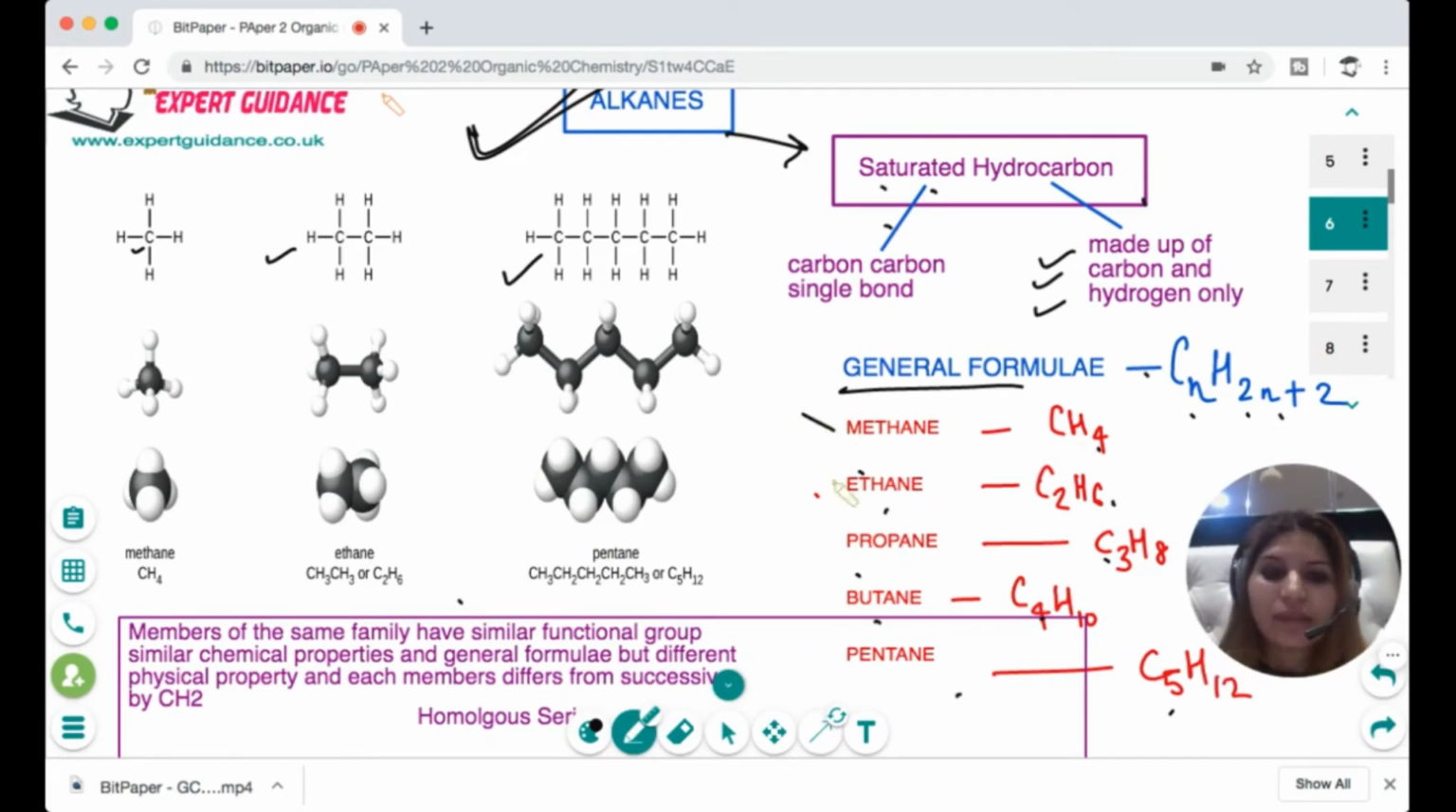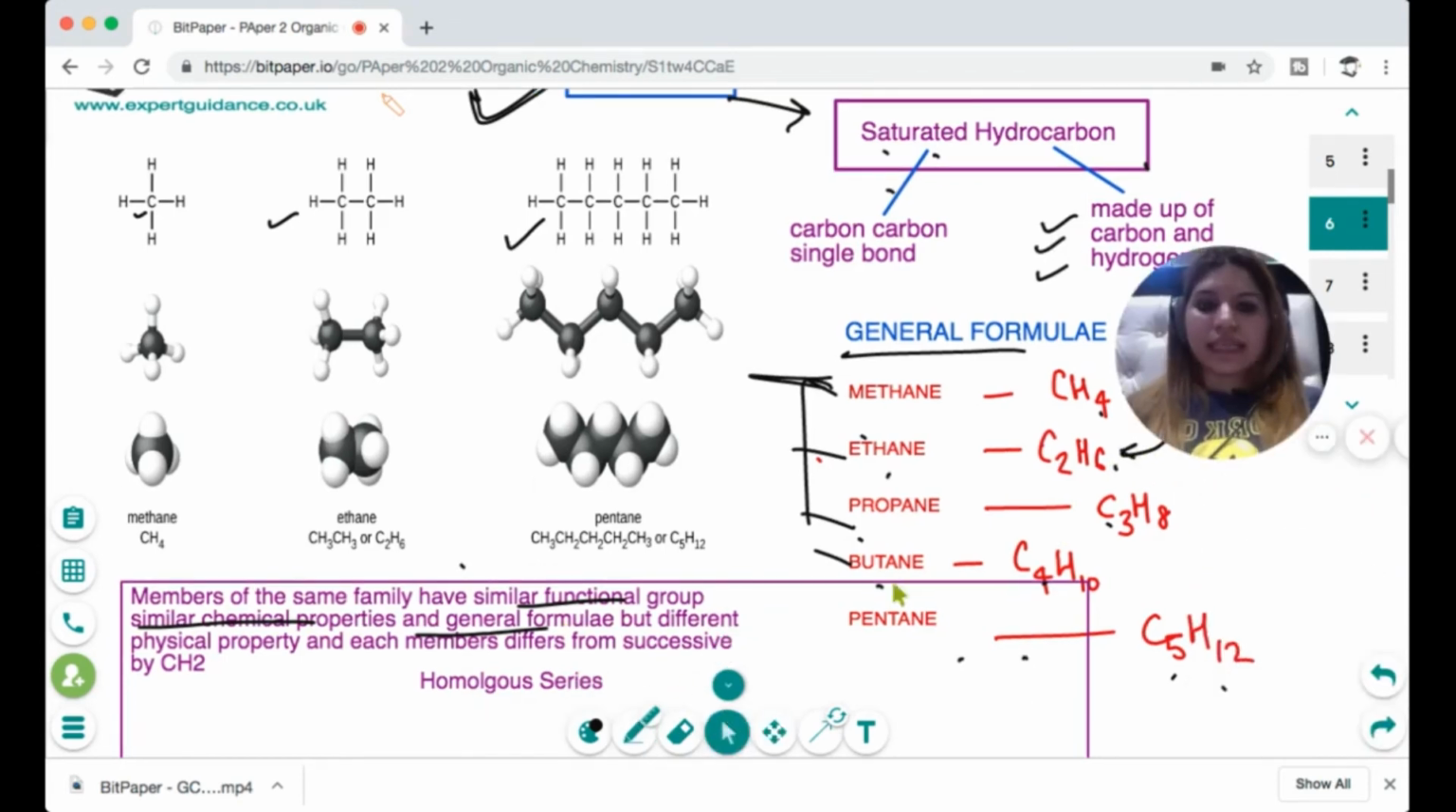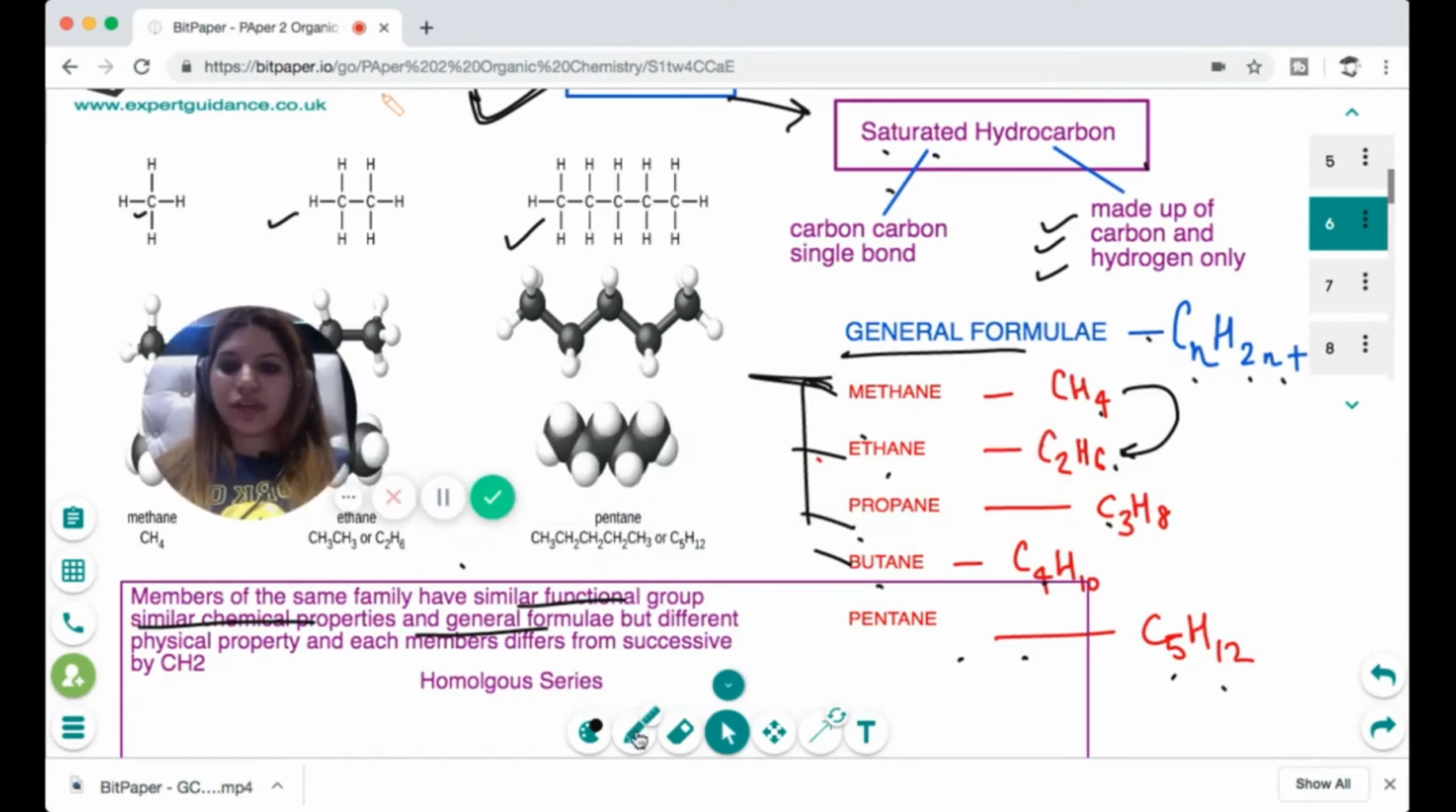Now, if you look at methane, ethane, propane, butane, all these members have the same functional group. They show similar chemical properties and they have the same general formula. But they will have different physical properties. As you can see, methane has 1 carbon, so it will have a lower boiling point as compared to pentane, which is a longer hydrocarbon. So all these members differ in physical properties. You can see in this homologous series, they have a similar functional group, similar chemical properties, the same general formula, but one member differs from the successive one by 1 carbon and 2 hydrogen.